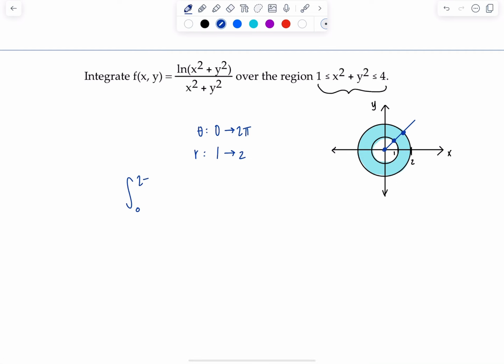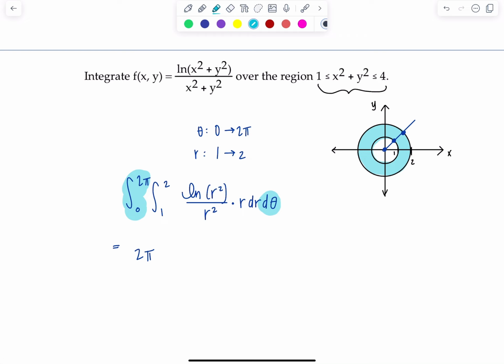So 0 to 2 pi, 1 to 2. Change the function to polar. So ln of r squared over r squared times r dr d theta. First glance, I see no thetas. I rejoice. And then I quickly say, well, that means I'm going to slap a 2 pi out here, right? Okay, this all gets replaced with 2 pi. Boom. You instantly feel better now when you have a single integral, right? Isn't it calming to the soul?